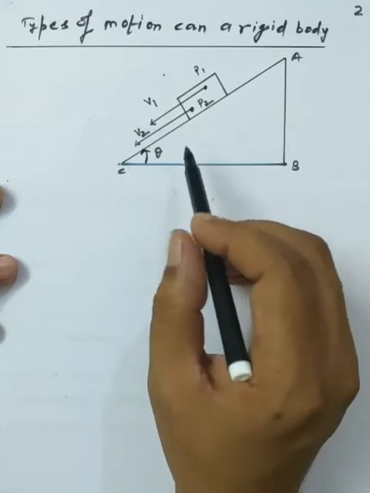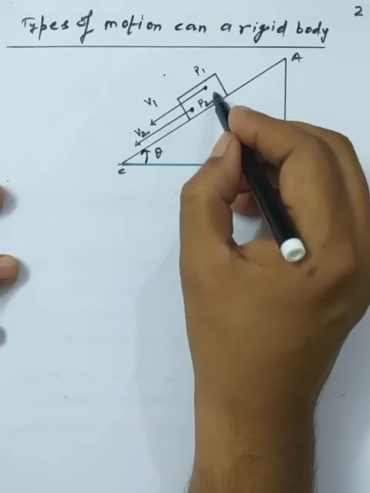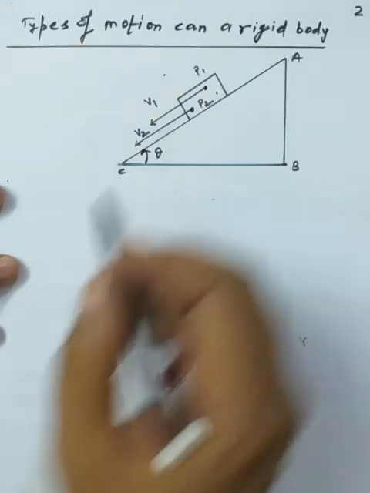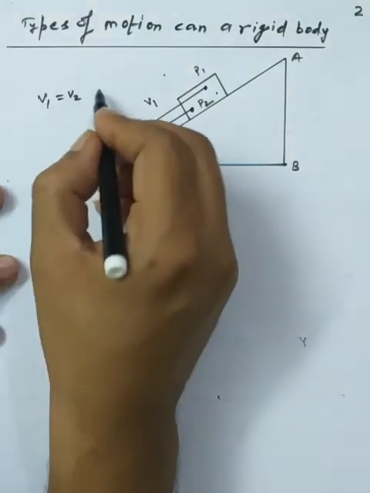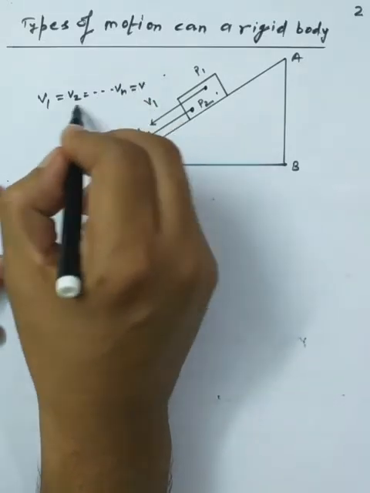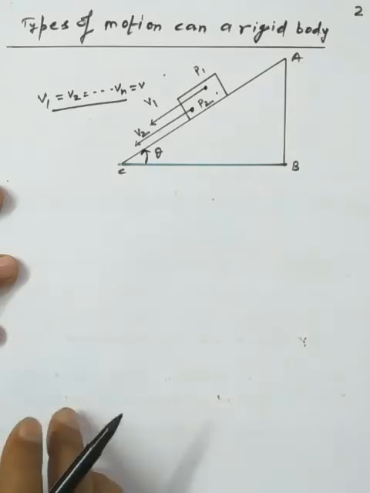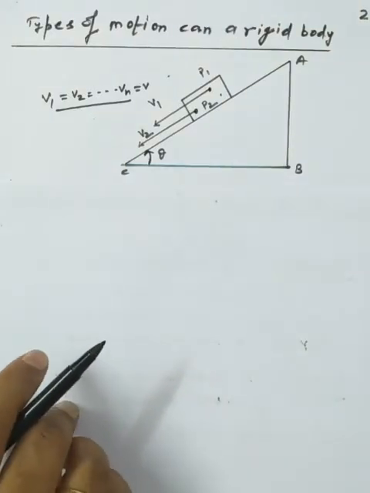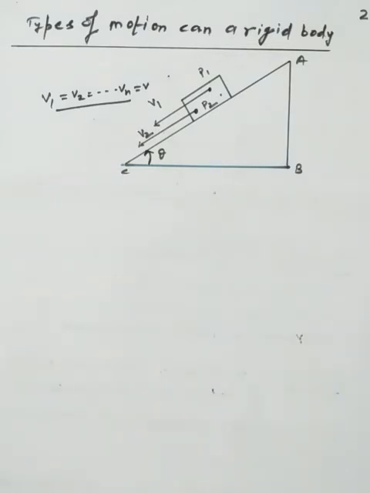Here we are assuming that the box is sliding down. Whenever it slides down, all the particles inside the rigid body have the same velocity, so v1 equals v2 equals Vn, and all the particles move with the same velocity down the inclined plane. So this is a type of motion of a rigid body; it is simply a translation motion.